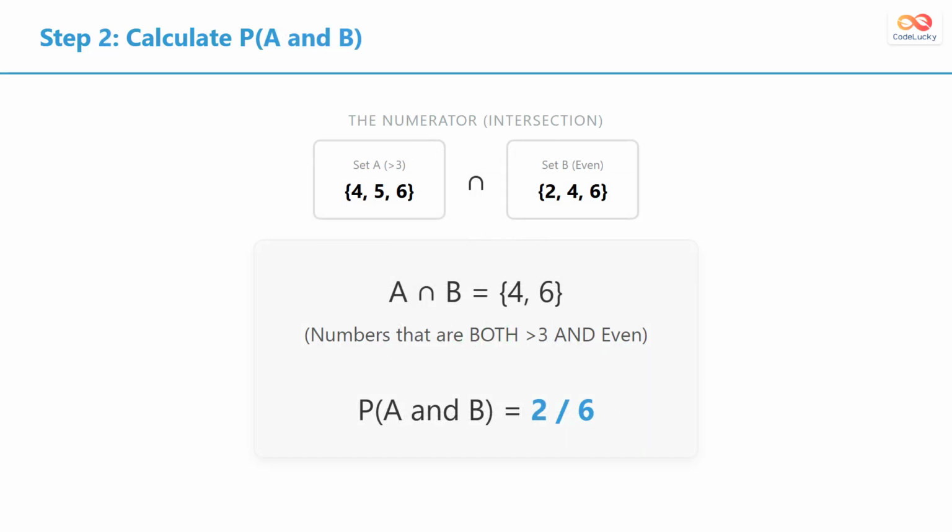Step 2 is to find the intersection. Which numbers are both greater than 3 and even? Looking at our sets, the numbers 4 and 6 fit both criteria. So, the intersection has 2 outcomes. The probability of A and B is 2 out of 6.